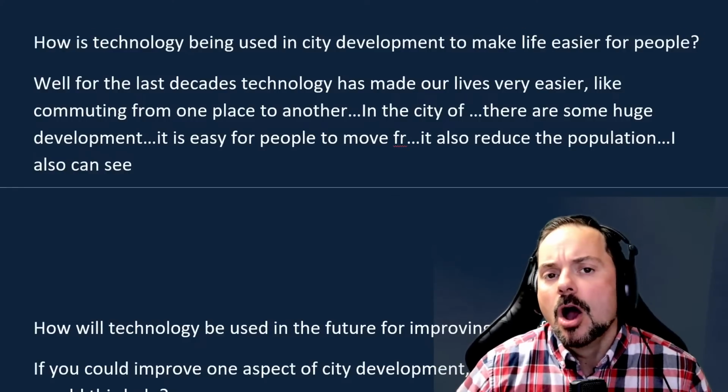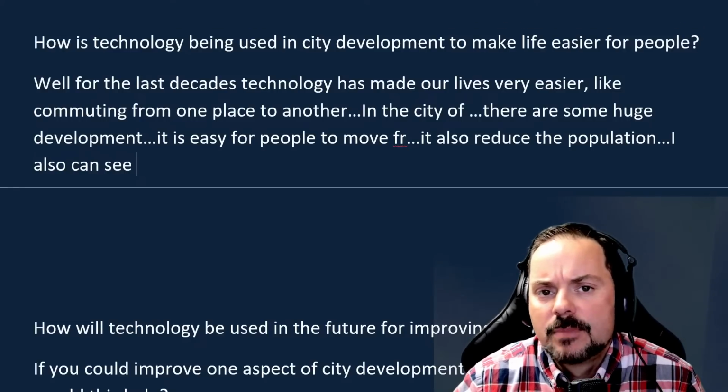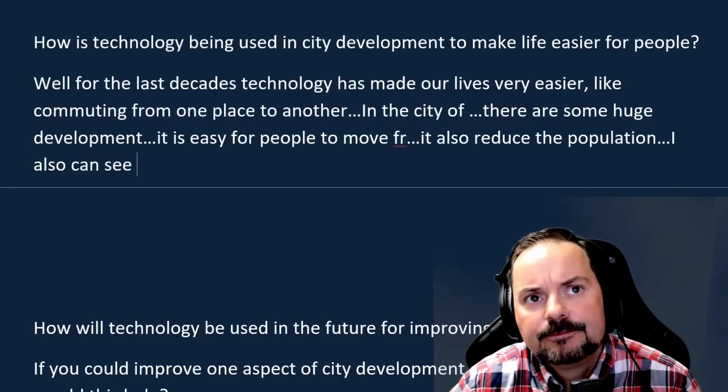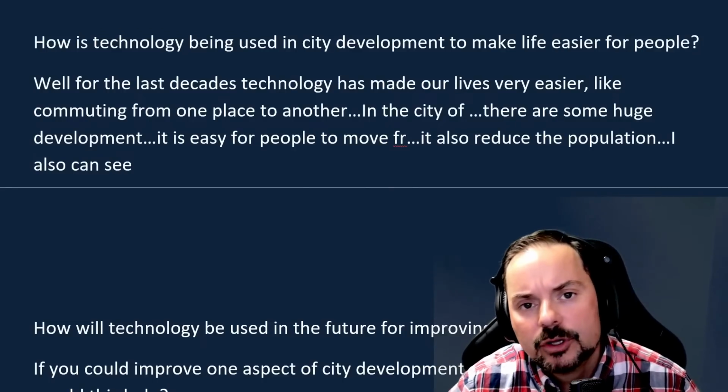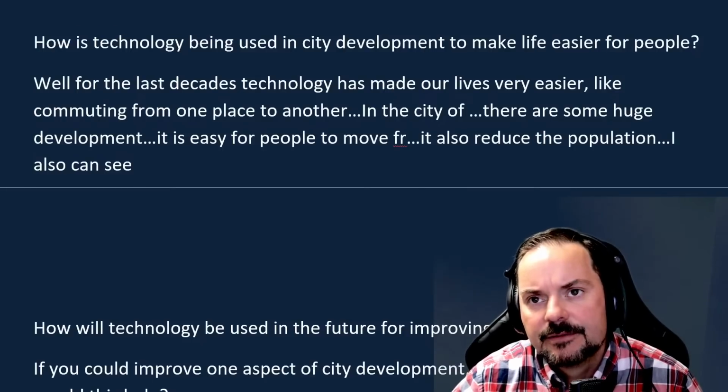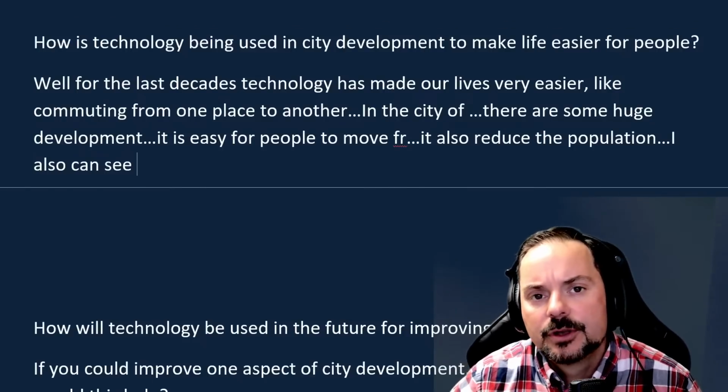So, according to the IELTS marking, that would be about a band 6. You're fluent, and some examiners might mark you a 5.5 simply because of the coherence.